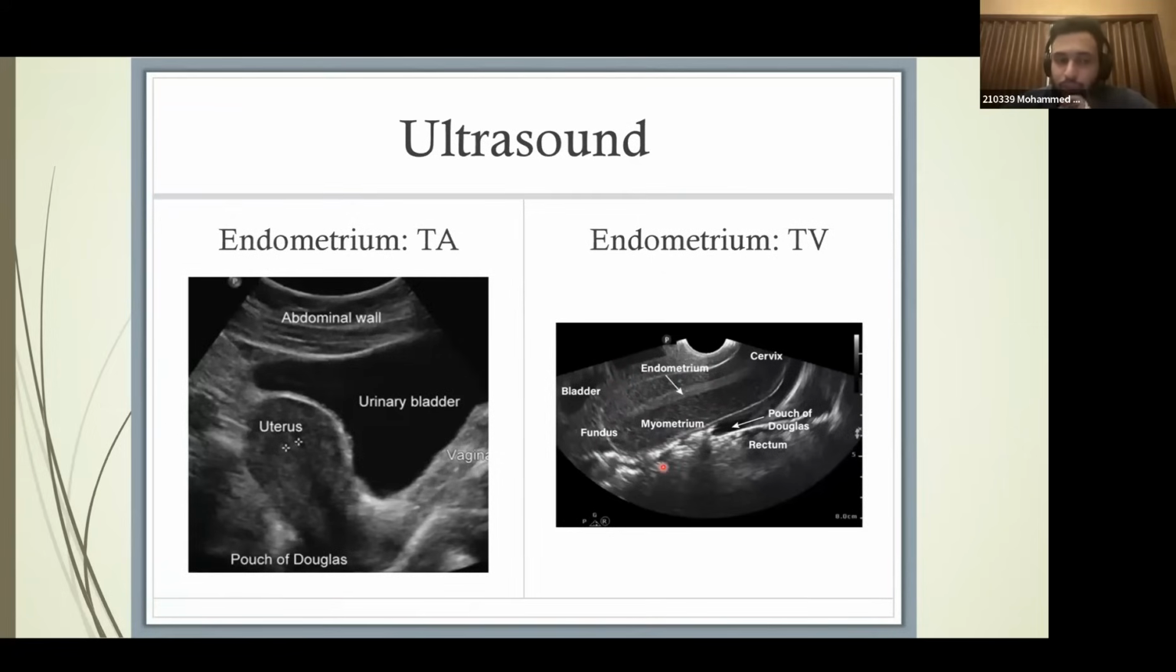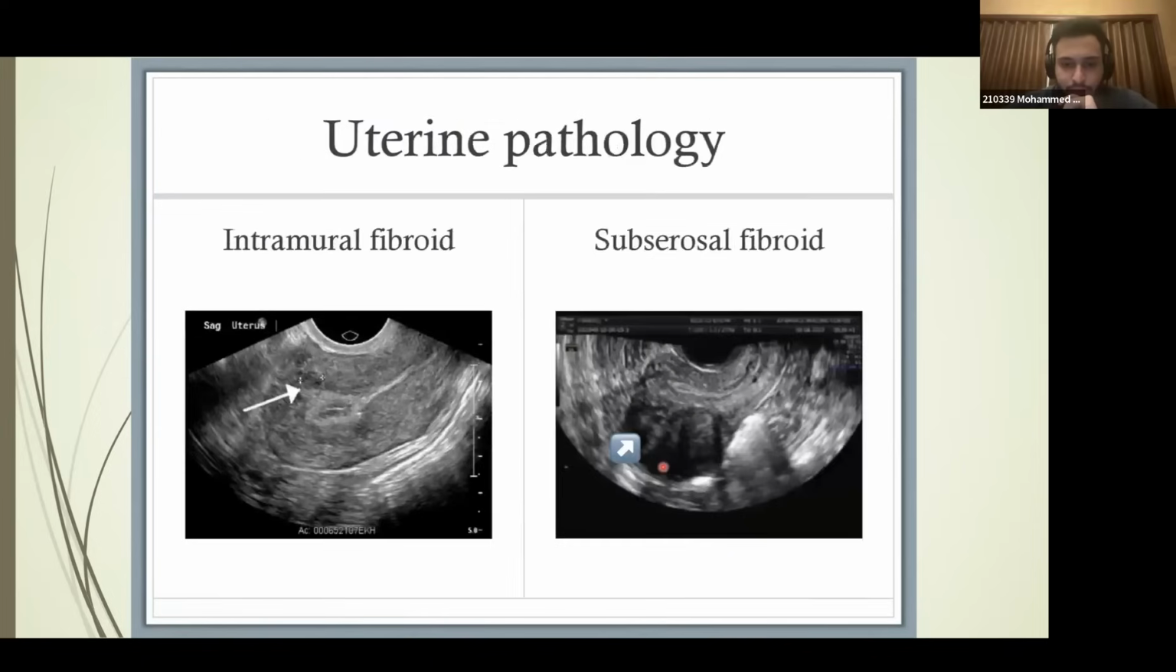Fibroids can happen in multiple different areas. They don't explain this to you; this is explained to you later. But, okay, fibroids can be in multiple locations. It can be subserosal, which is below the serosa, but above the myometrium. Okay, so this is subserosal. Intramural is if the fibroid is in the myometrium.